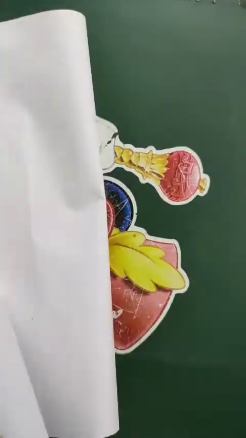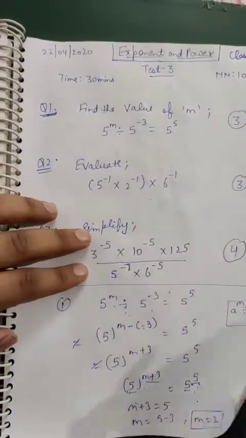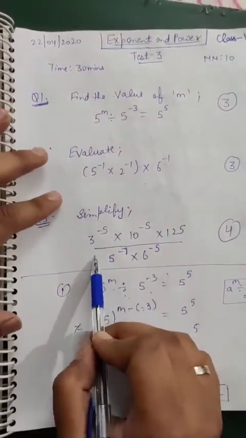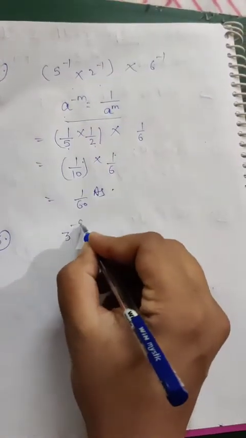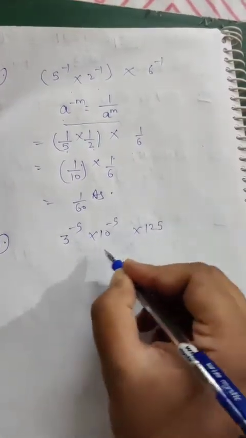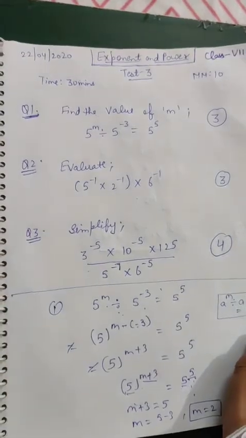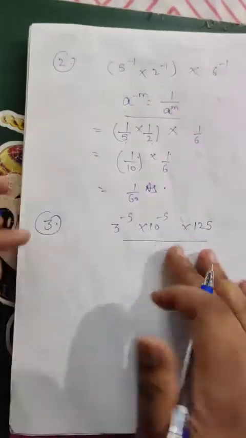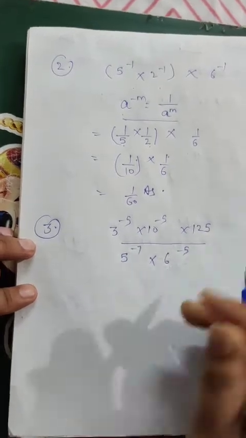The third question is: simplify 3 raised to the power minus 5 into 10 raised to the power minus 5 into 125, divided by 5 raised to the power minus 7 into 6 raised to the power minus 5.